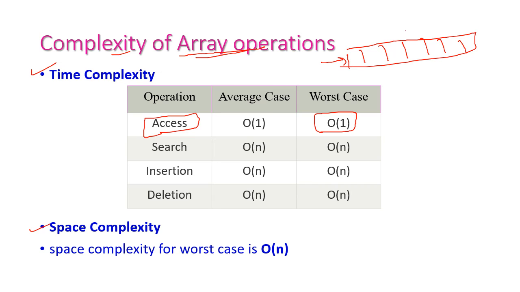So third item means index 3, fourth item is index 4. So the order of 1 is a constant value. For all the other operations, that is search, insertion, deletion, both average case and worst case is order of n. If it is an array, except access, for all the operations the time complexity is order of n. When it comes to space complexity, it is order of n, big O of n.